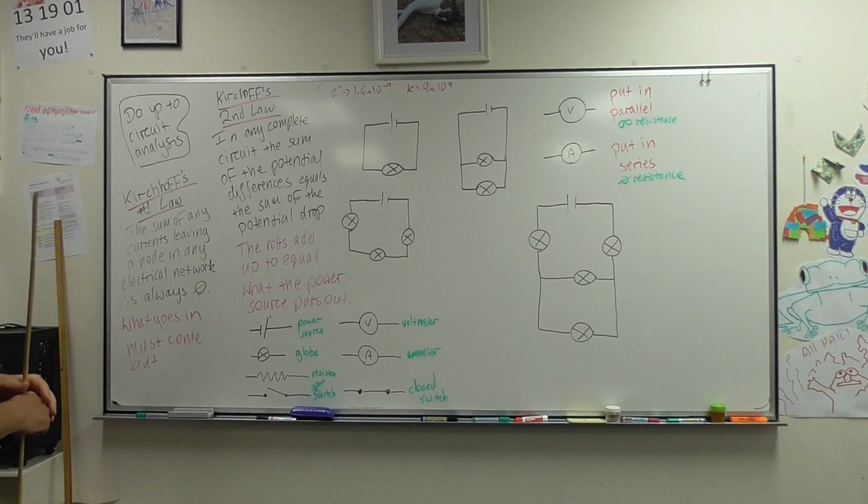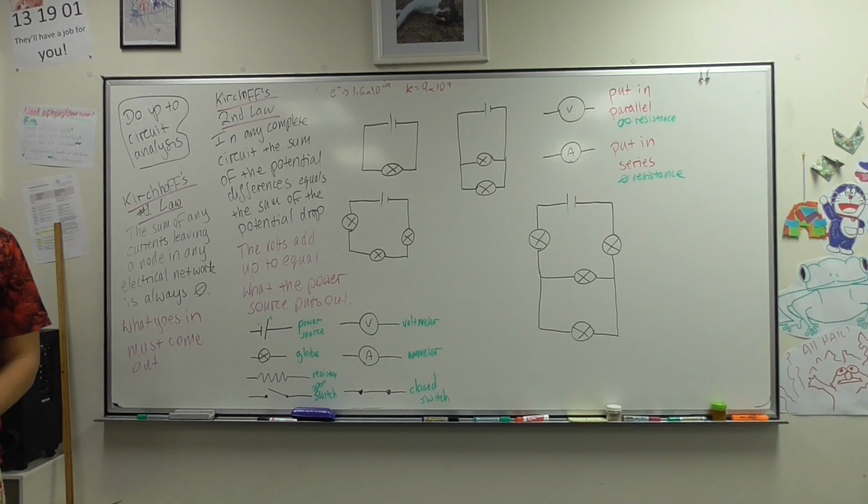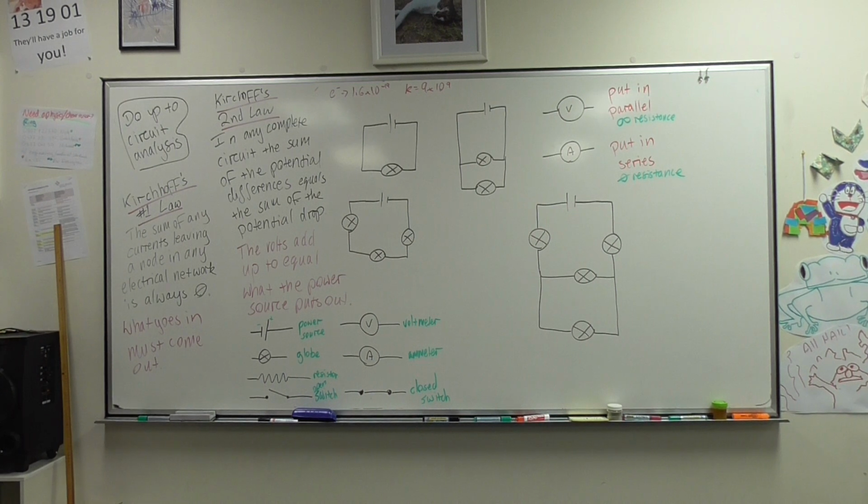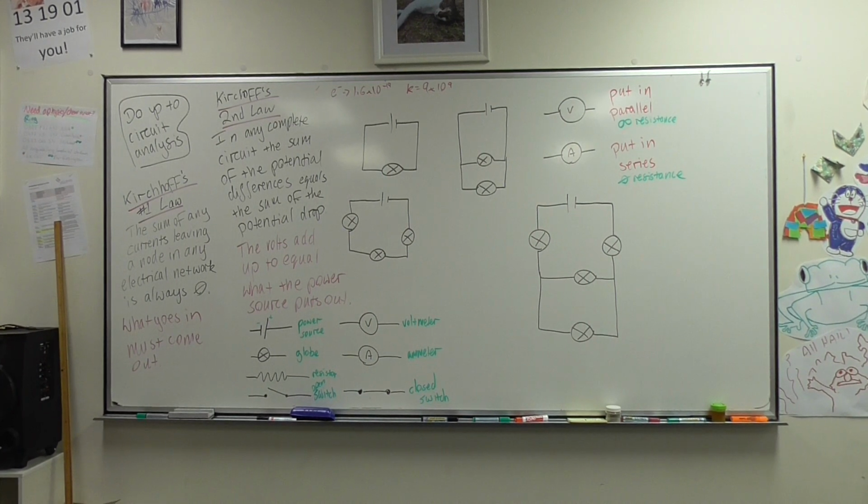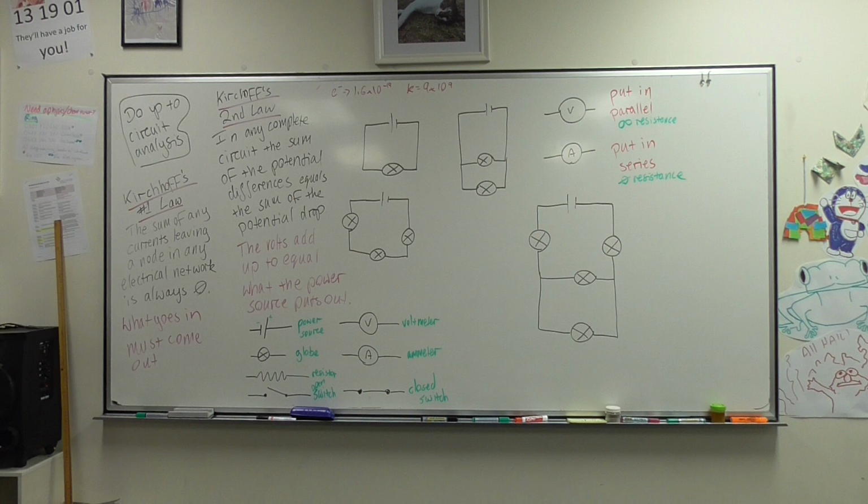I need to introduce Kirchhoff's law. Kirchhoff was a fellow that did electricity a long time ago. He's one of the famous physicists that contributed to the development of electrical physics. He's got two laws that we follow. The first is the sum of any currents leaving a node in any electrical network is always zero. The way we actually say that is that what goes in must come out.